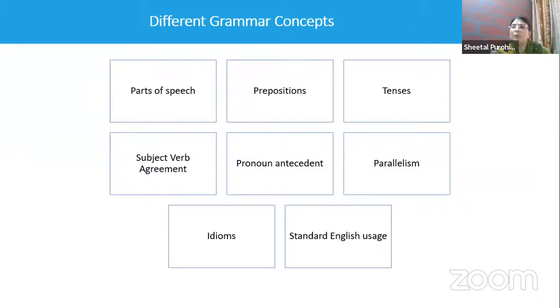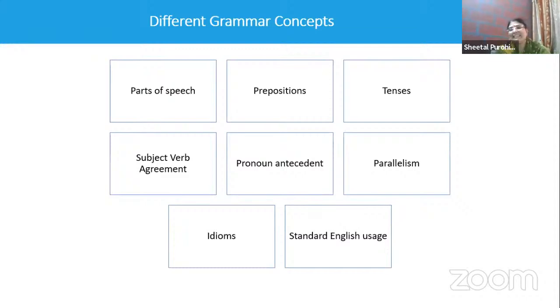So that's the whole point related to subject verb agreement. There are a lot of rules related to subject verb agreement, which we will discuss later on. Then we have pronoun antecedent. See, in our parts of speech itself, I will teach you about the pronouns, examples and all. And then we talk about the pronoun antecedent.